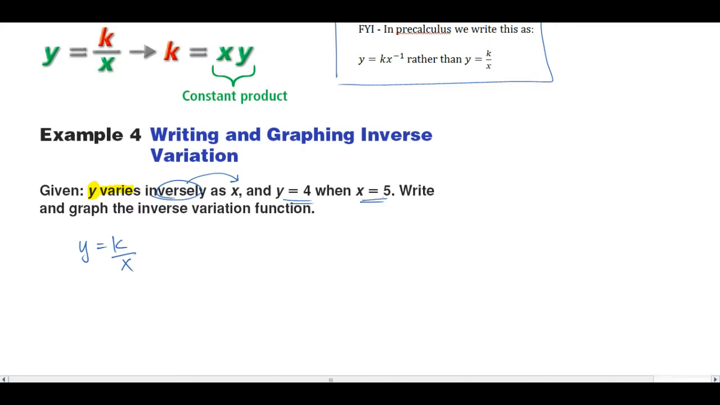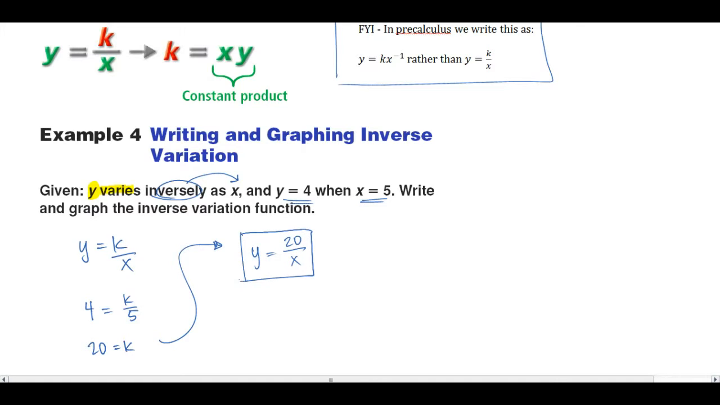I can tell you what k is, so this formula actually means something. I know that it's 4 when x is 5. I'm going to multiply that 5 over. I'm going to get 20 as k, and that's going to give me the actual equation that matters. It is y equals 20 over x. That is the equation that matters. Now, how do you graph that?